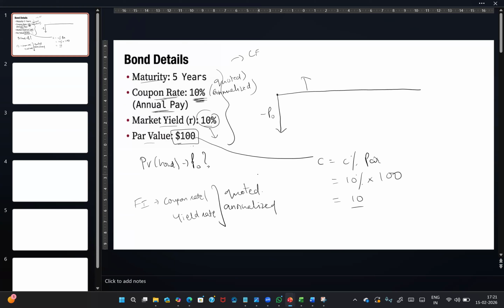So that's your coupon. So can I write the cash flow diagram like this now? 10 is what you earn every year, and that happens till the maturity of the bond, which is 5 years. Additionally, at maturity, you also receive the par value back, which is 100. Okay, so this is the cash flow diagram. And now to find P0, you need to take every cash flow and discount it back to today.